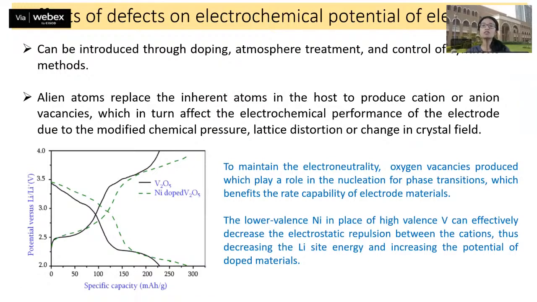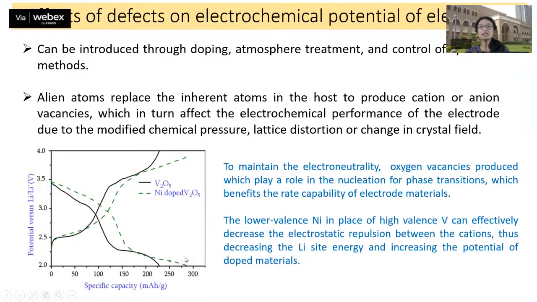And why does this happen? Because of the presence of these cation or anion vacancies, you have a modified chemical pressure. You can also have lattice distortion and a change in the crystal field, and all this affects the efficiency of your electrode material. Here I have shown an example. If you look at this dark line, which is a plot of specific capacity versus potential for normal V2O5 electrodes, the capacity is somewhere less than 250 milliampere hour per gram. The moment you dope in nickel, the specific capacity increases to almost 300.